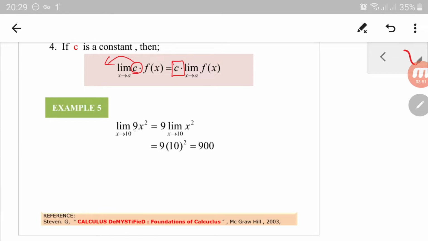You see 9 here is the constant, so we can put 9 outside the limit. That's why you see 9 over here. How to find this one? We use the previous properties. Just substitute the 10 inside x squared, and then multiply by 9 to get 900.